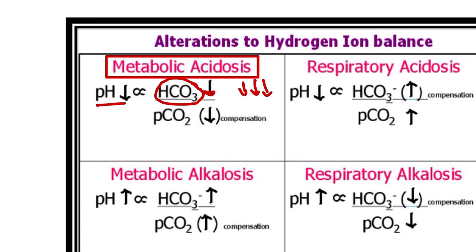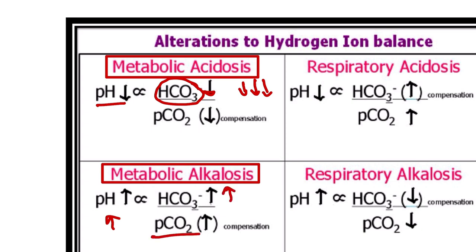On the other hand, in case of metabolic alkalosis, what occurs? pH increases. When pH increases, bicarbonate level increases, and the partial pressure of carbon dioxide is normal. But when compensation occurs, then partial pressure of carbon dioxide also increases. So in case of metabolic alkalosis, all parameters increase. Then the respiratory acidosis and respiratory alkalosis.